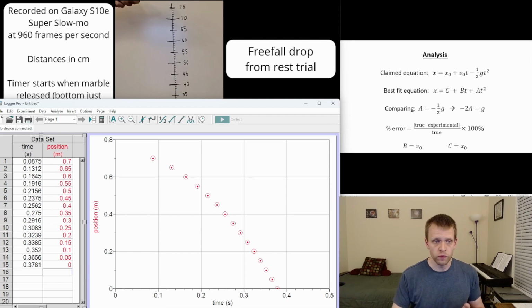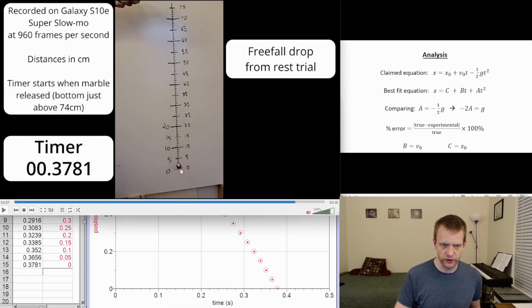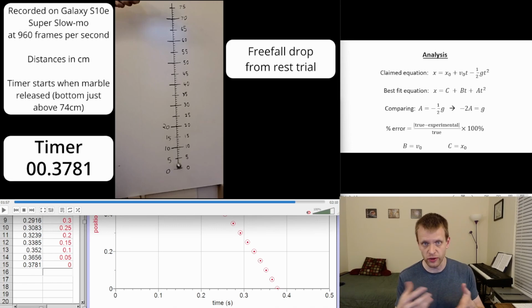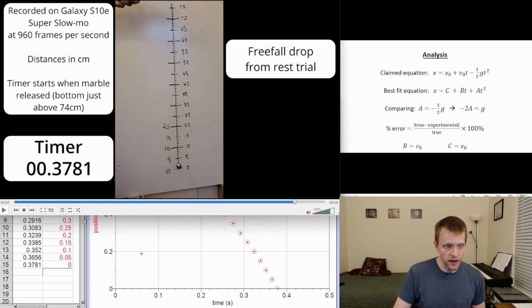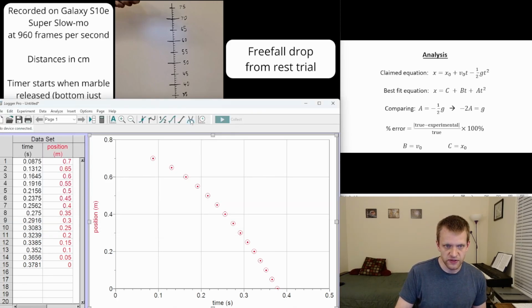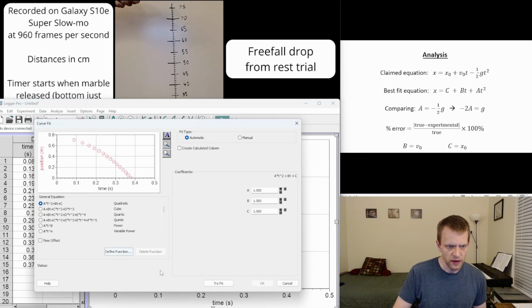Okay, so again, we've gathered the data in the same way. The reference point for my data here is the bottom of the marble. You can use the top of the marble and try to reproduce the experiment. So let's see what happens when we apply our quadratic fit.